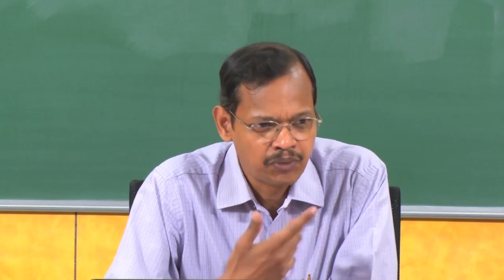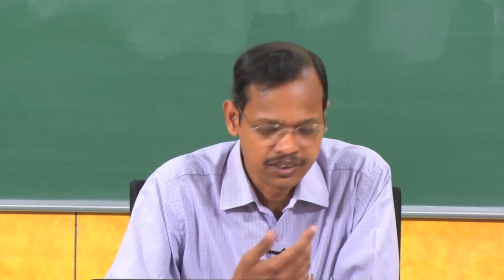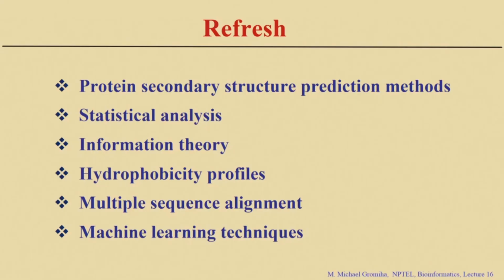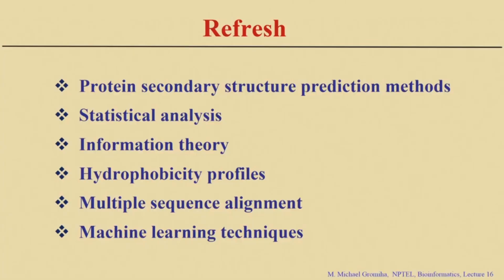Then we derived several features or properties from the protein sequences as well as from the protein secondary structures. In the previous class, we mainly focused on the different methods for predicting protein secondary structures. We discussed statistical analysis, for example, the Chou-Fasman method. It is based on the propensity of amino acid residues at any conformation, either helix, strand, or coil. Then we discussed information theory. It is called the GOR method.